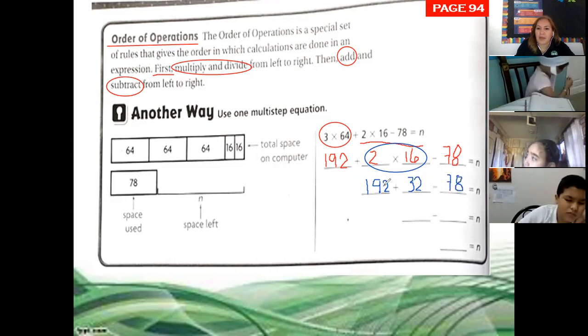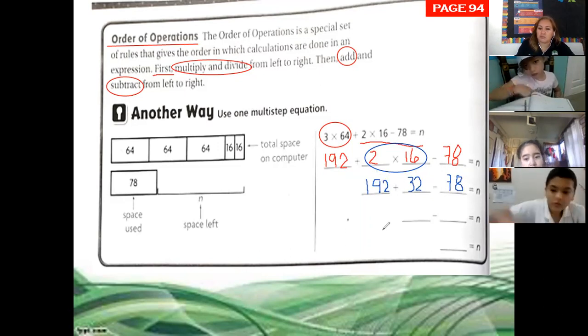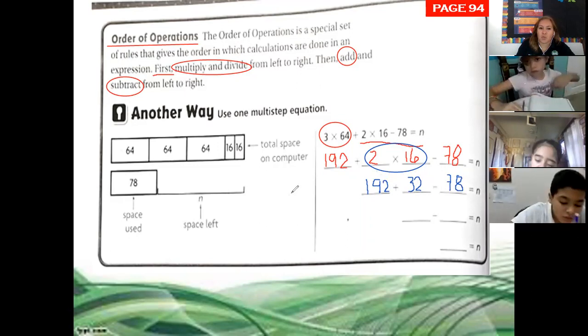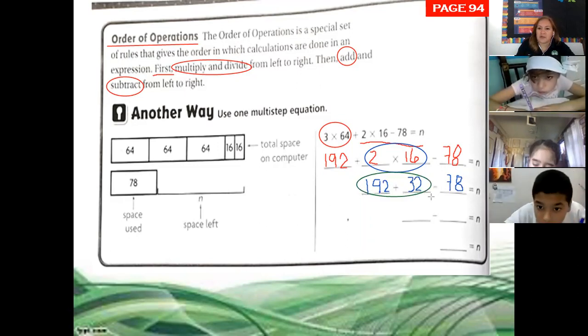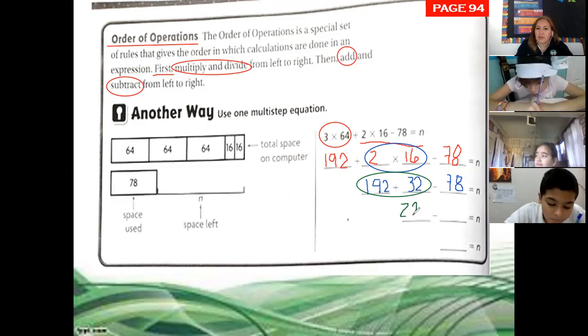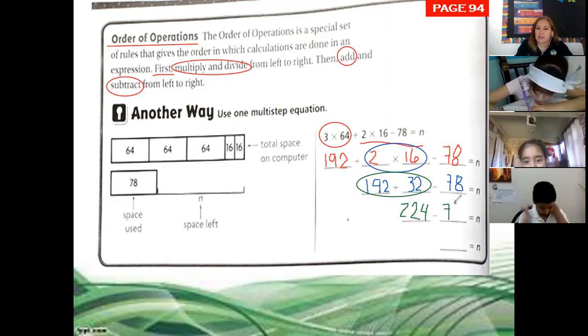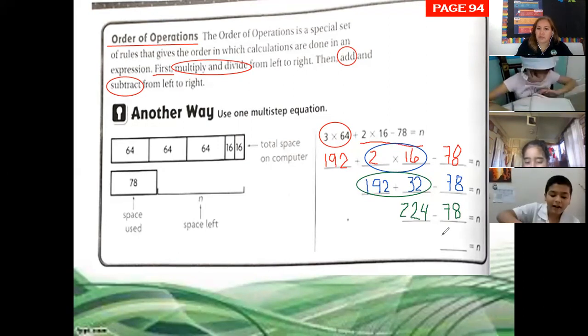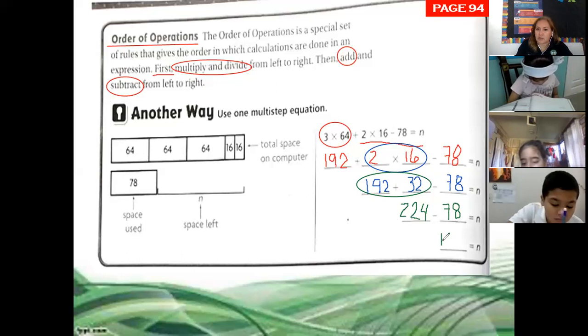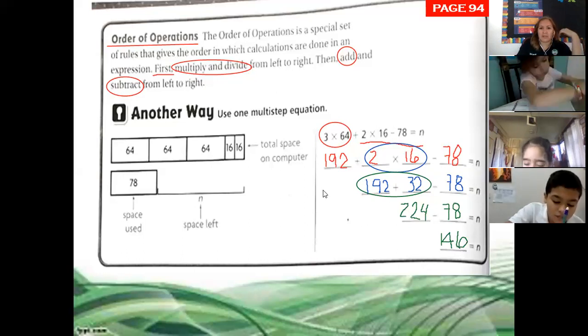Okay. Now we have one addition and one subtraction. Let's do the addition. 192 plus 32. So we already know that 192 plus 32 equals 224. Minus 78. Now we have to do the subtraction. 224 minus 78 is 146. Questions about this?